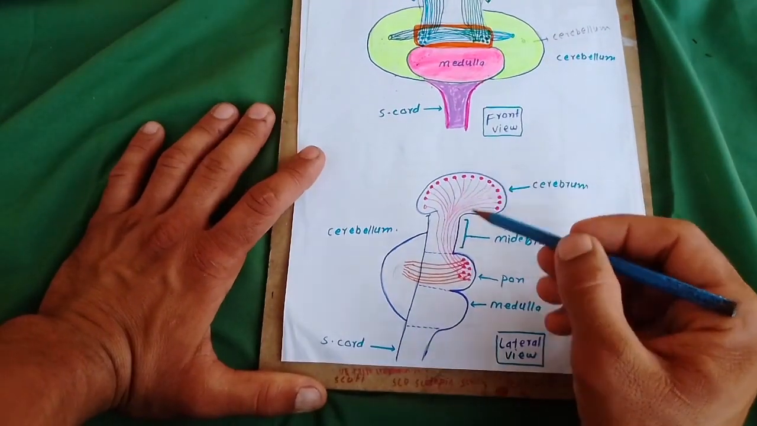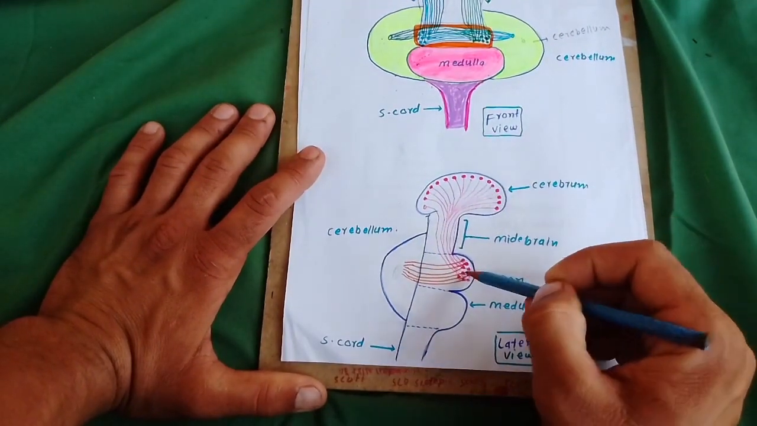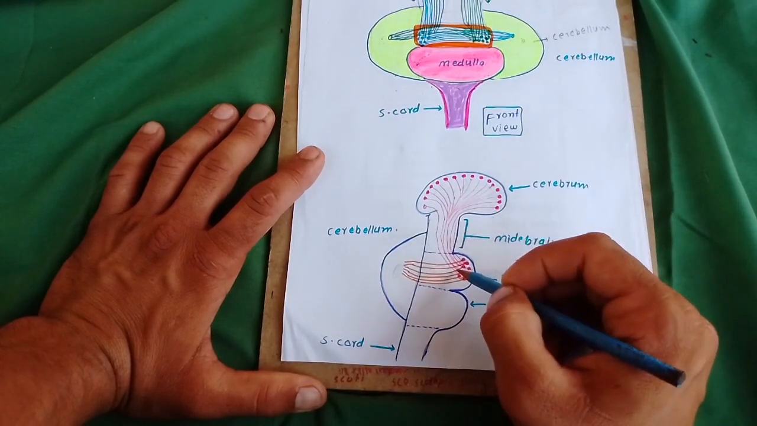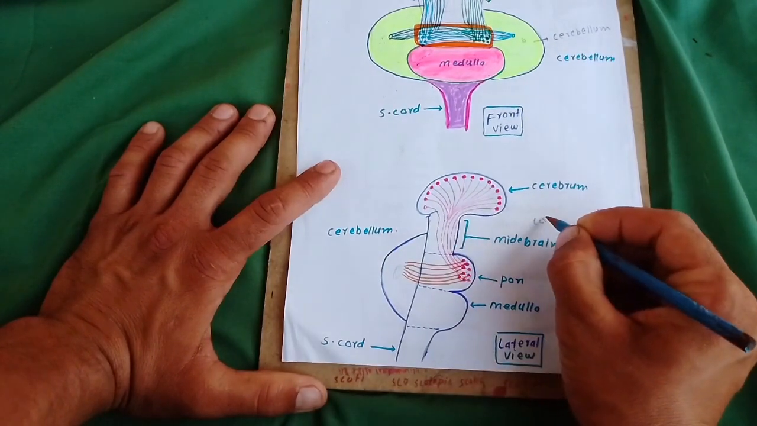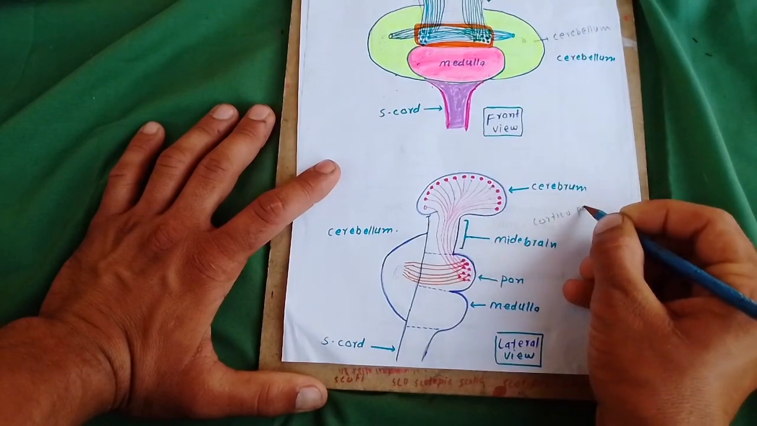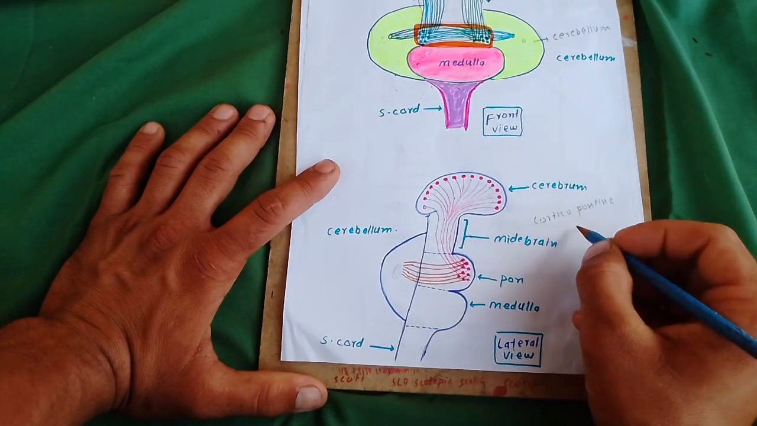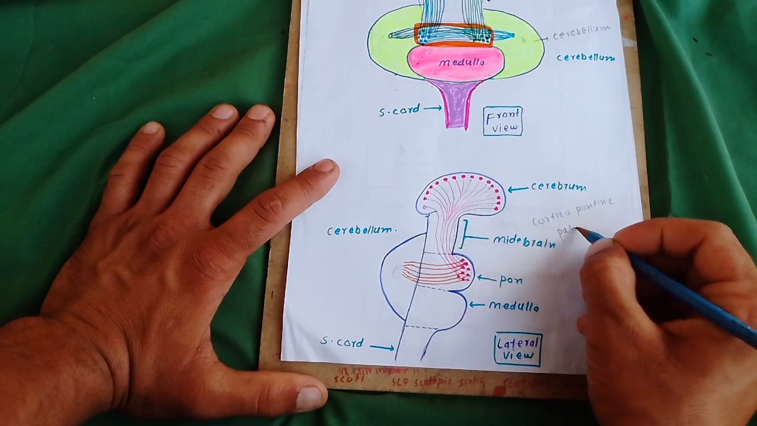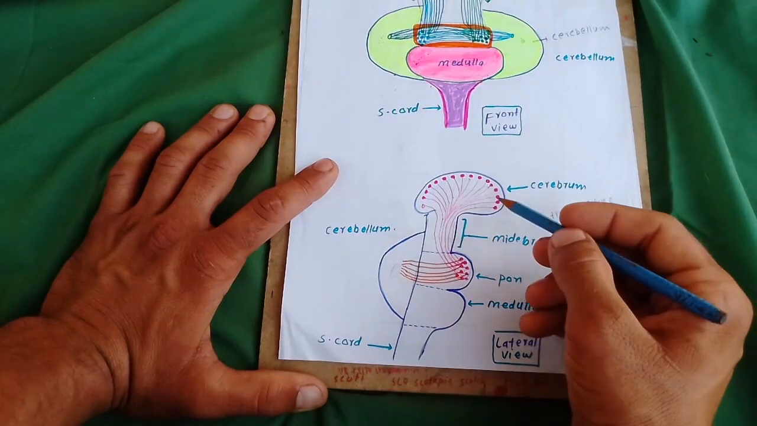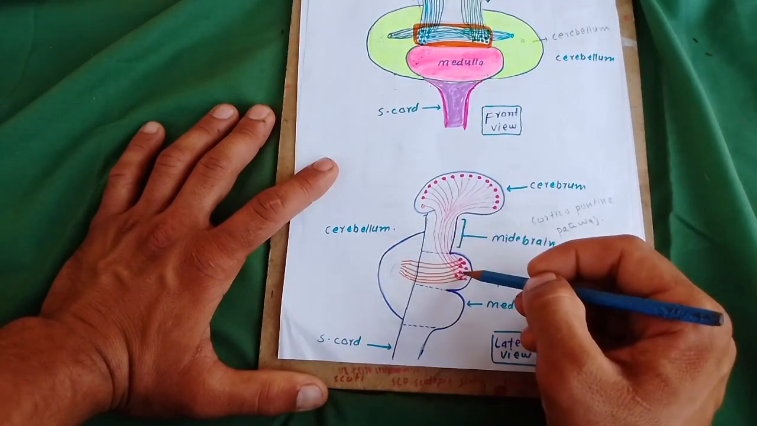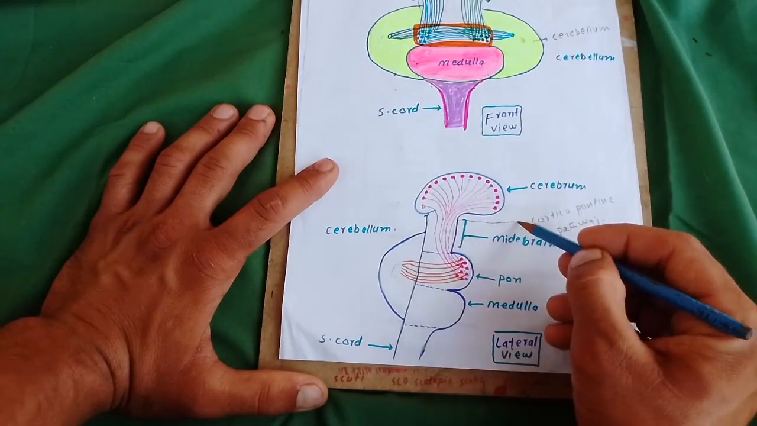this pathway is called, from this point up to this point, from this nuclei up to this nuclei. This is called corticopontine pathway, because it combines together the cerebral cortex with the pons. This is called the corticopontine pathway.